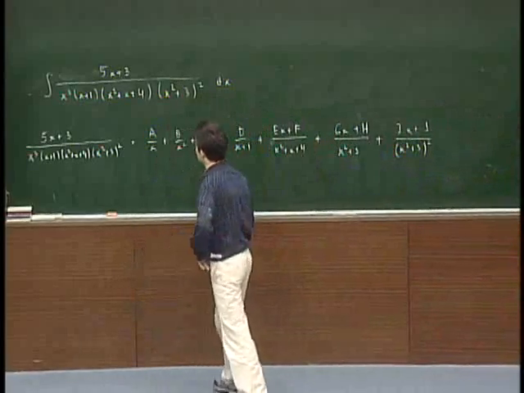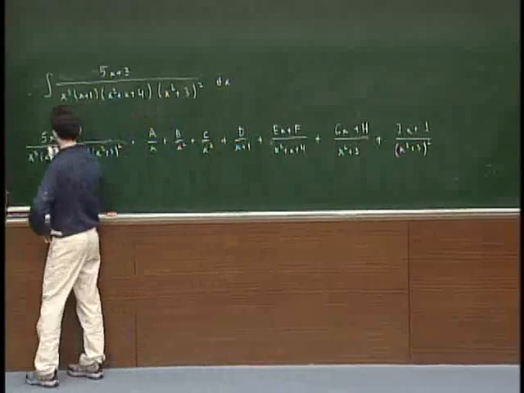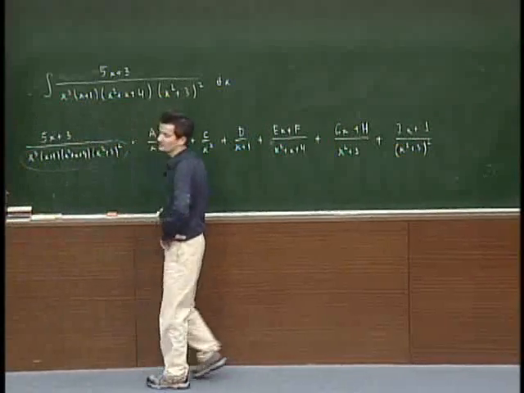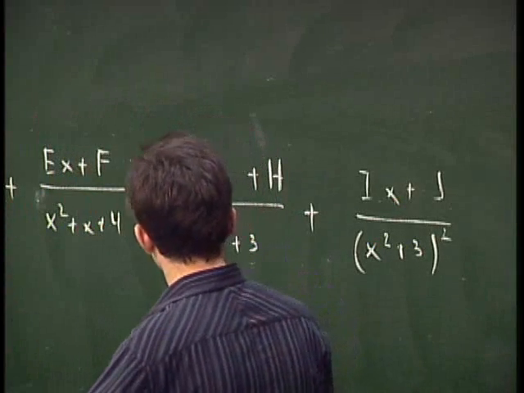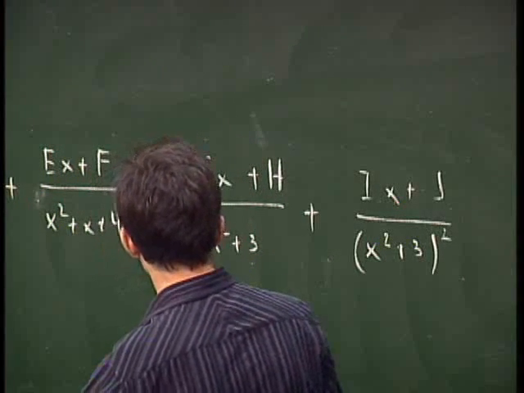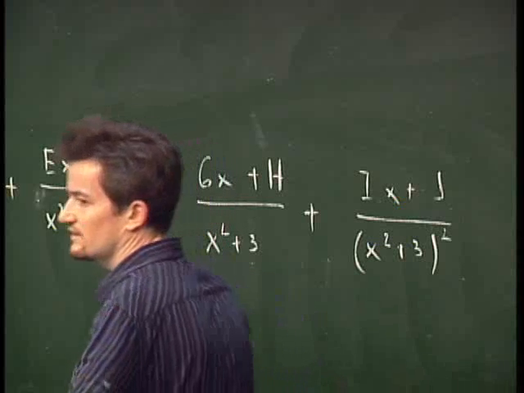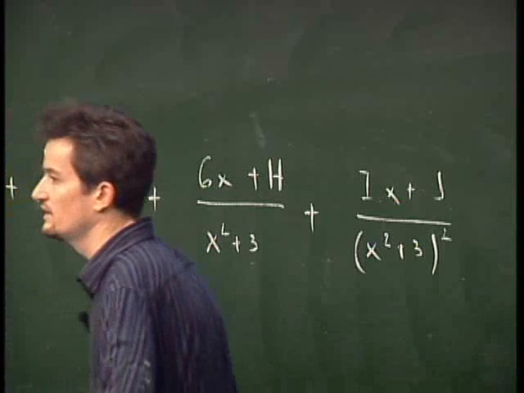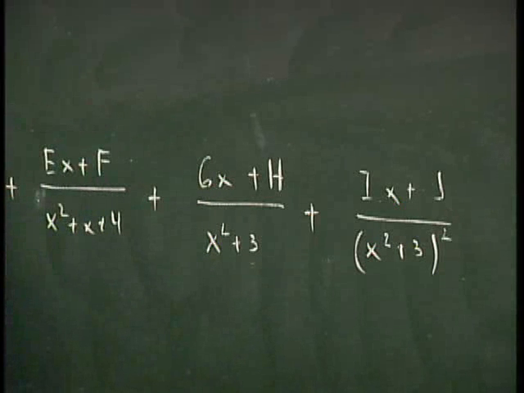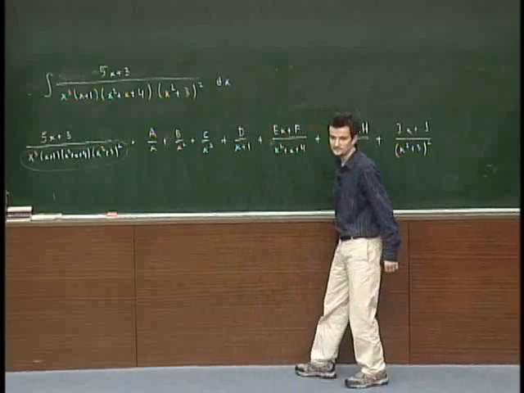So you multiply everything with this common denominator and compare coefficients. You will get a system of equations with 10 equations and 10 unknowns. You solve it, you plug everything in, and you integrate. So this is easy to integrate. This is easy to integrate. This is easy to integrate. This one is easy to integrate.